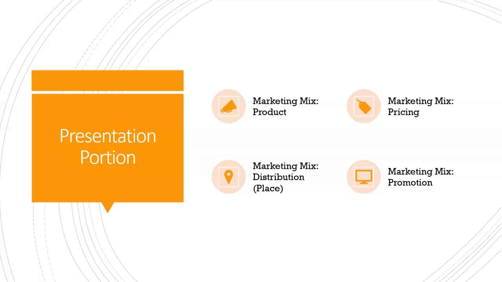You also want to include one slide for the marketing mix, which is the product, defining the product, defining the pricing, defining the distribution, the place, and promotion. So what is the product? How much is it selling for? Why is it selling for that much? Where is it? How is it being transported, or how is the business getting it to their end user? And then how is this product being promoted?